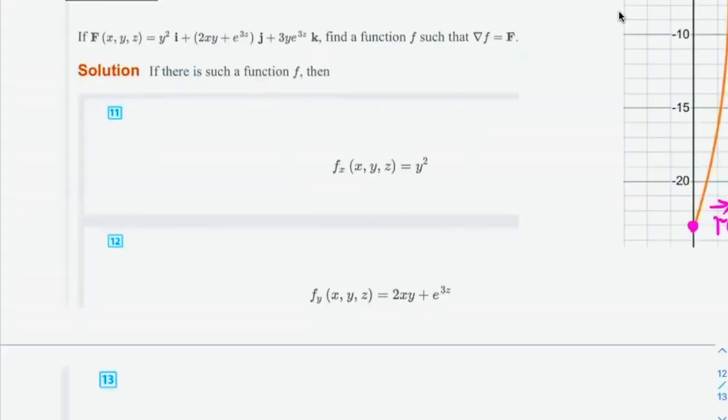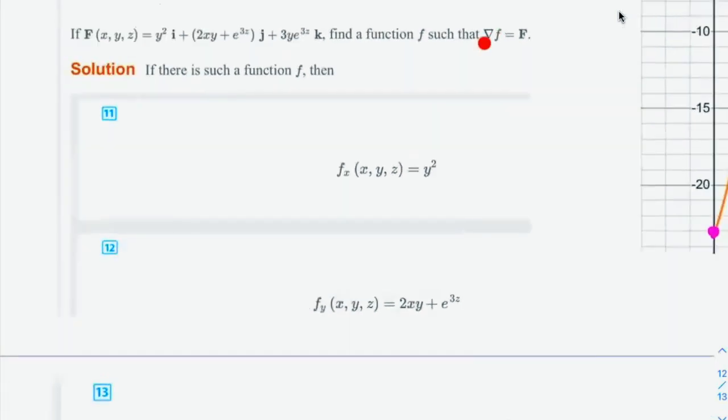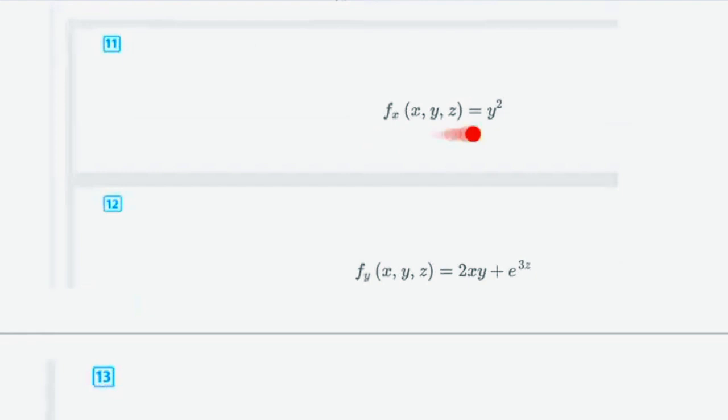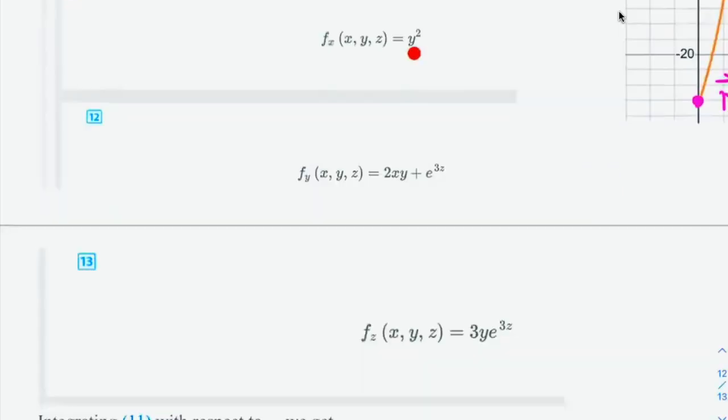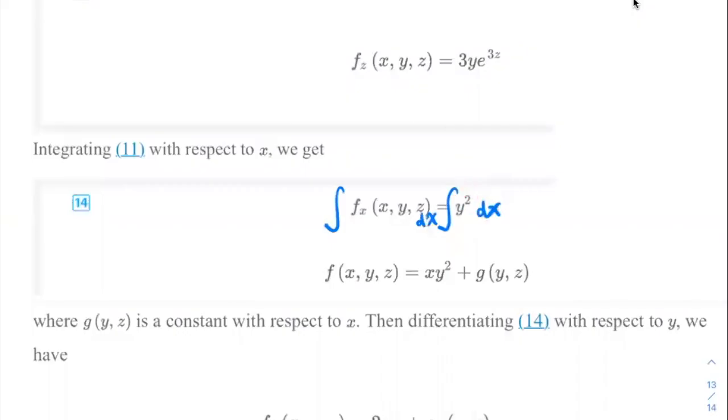If there is such a function, small f, then the gradient of small f is equal to big F, which means the partial derivatives of small f with respect to x, with respect to y, and with respect to z will correspond to the first, second, and third component functions of the big F. Then we're going to take one of them, say the first component, which is the partial derivative of small f with respect to x. So we're going to integrate that with respect to x. The antiderivative of y squared with respect to x is xy squared.